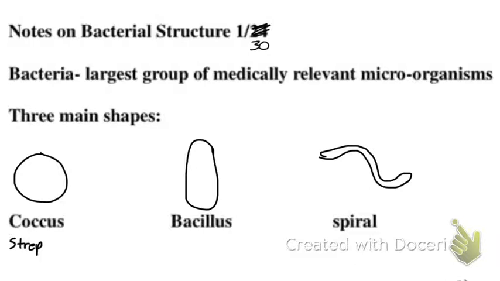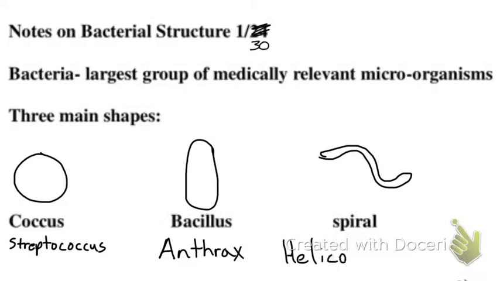Common types of these are Streptococcus, that's what causes strep throat. Anthrax. Anthrax gained notoriety and infamy during the War on Terror. It was used as a biological weapon against soldiers in the Middle East. And spiral, Helicobacter pylori. Helicobacter pylori lives in the intestines of farm fowl, like chickens and ducks and geese, and can make you particularly sick. That's why you should cook your eggs thoroughly and wash them before you crack them.